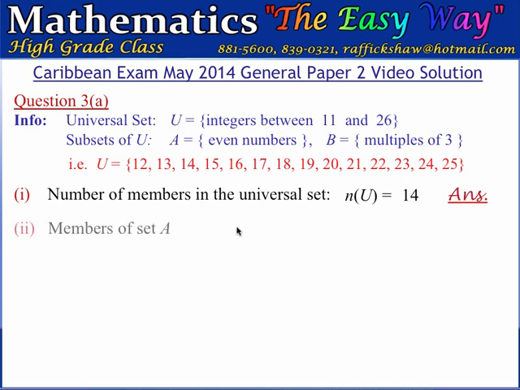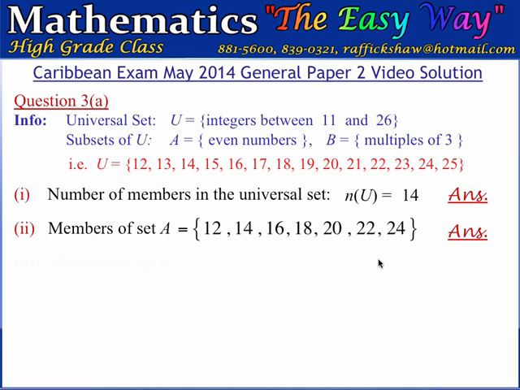Part 2 now wants us to list the members of set A. Now set A, as we said, are the even numbers in the universal set, the even numbers in set U. So that's 12, 14, 16, 18, 20, 22, and 24. So we can go ahead and show those members. And that's the answer for part 2. The members of set A are the even numbers in the universal set.